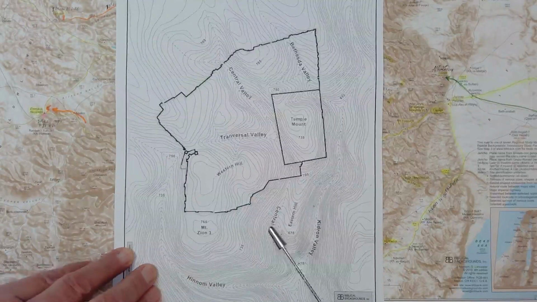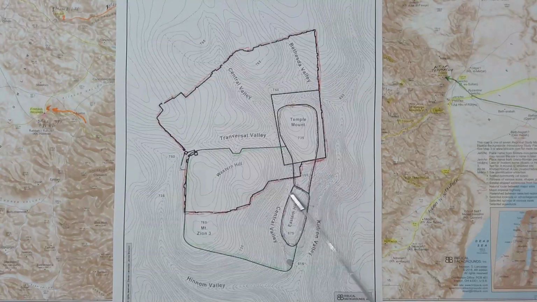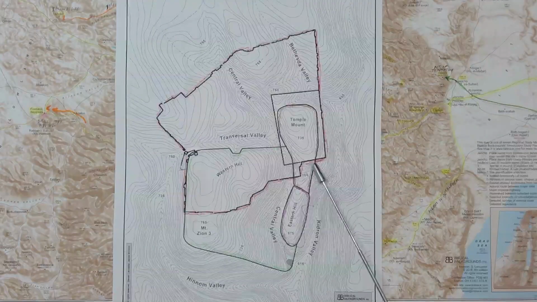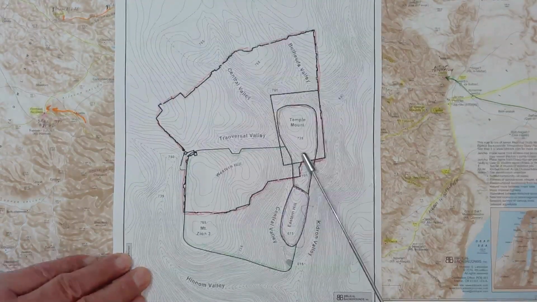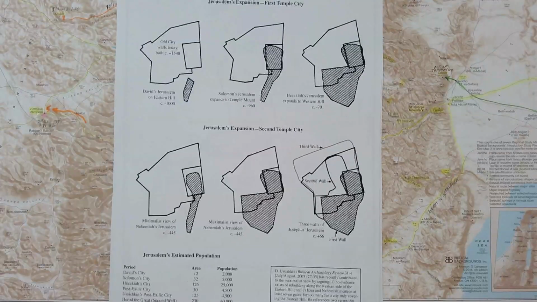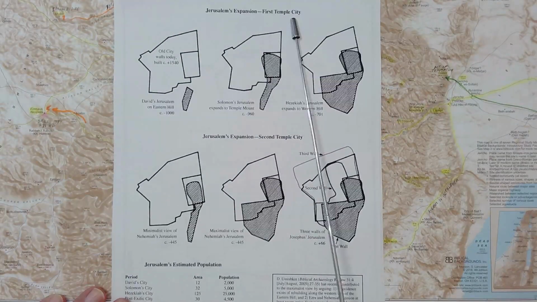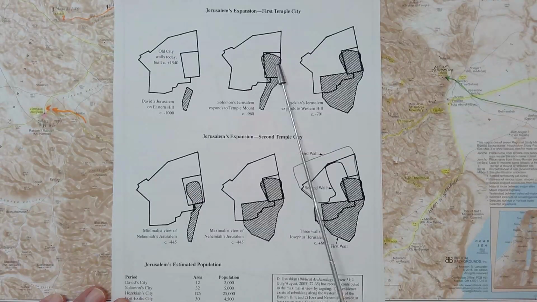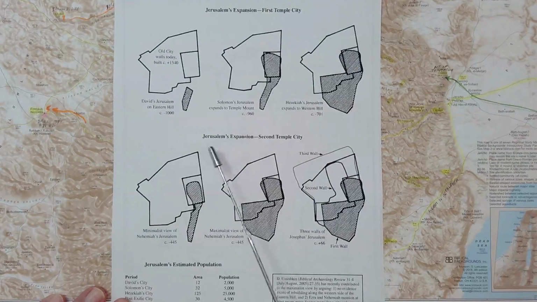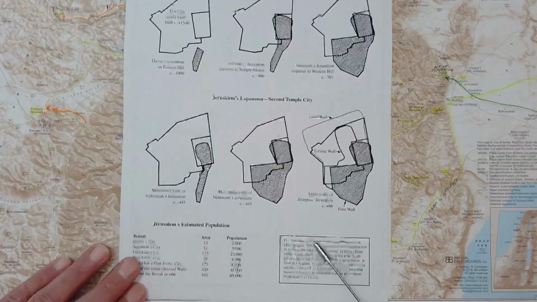We are going to move on to show you the overlay of the 3 stages of the First Temple period with the old city walls of today. And then I take you to a separate sheet altogether where we have both Jerusalem's expansion in the first temple city. So David's city, Solomon's city, Hezekiah's city, and then again Jerusalem's expansion in the second temple city. And with Nehemiah's city, there's a minimalist view and a maximalist view. I give a little discussion of that right here.